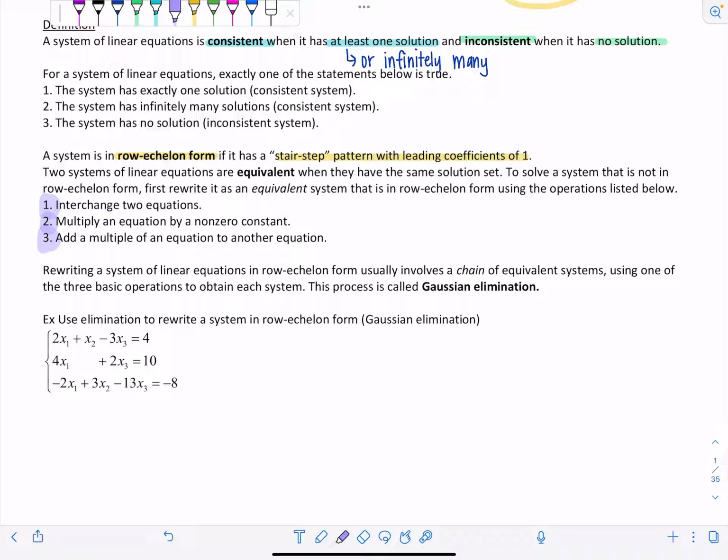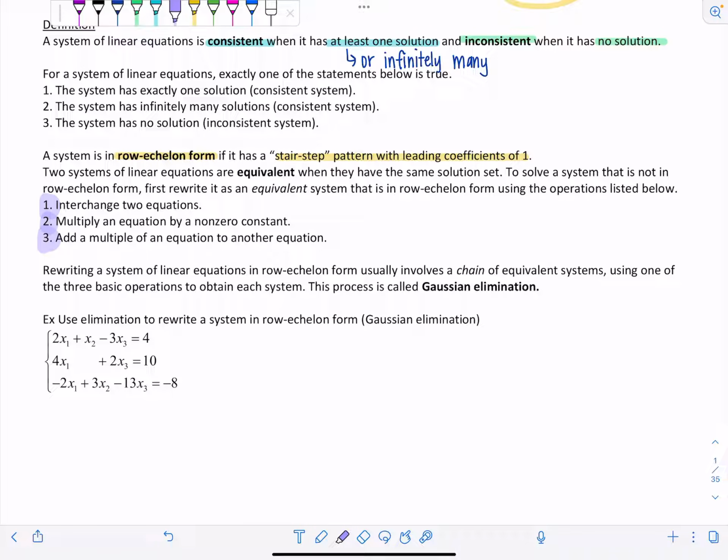And rewriting a system of linear equations in row-echelon form usually involves a chain of equivalent systems, using one of the 3 basic operations to obtain each system. And this whole process is called Gaussian elimination. So these are terms that you're going to have to get used to, because oftentimes directions will either ask you to use Gaussian elimination or rewrite a system in row-echelon form, and you need to know what that means, okay?